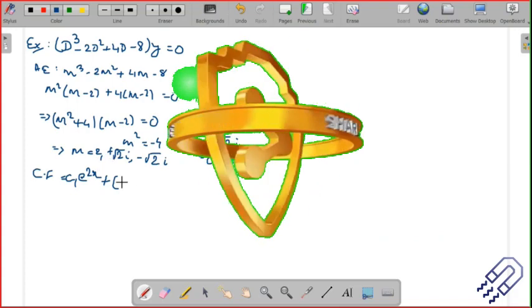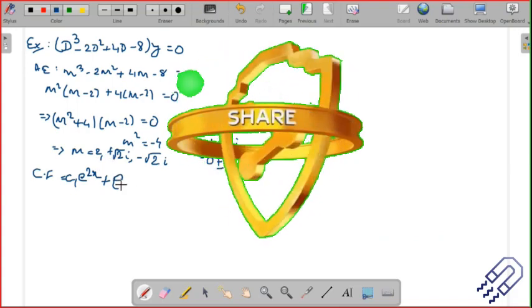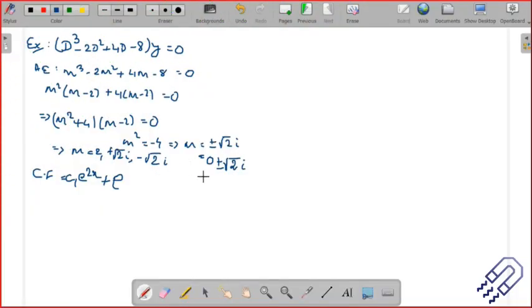Hello, sir. Yeah. In the place of plus minus root 2i, it's 2i, no? Yes, sir. 2i. Oh, sorry. Yeah, it's 2i, not root 2i. Correct. Absolutely correct. Yeah, this is not root 2, right? Root is not there.